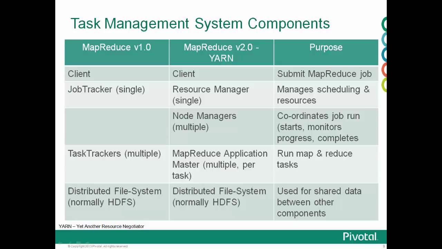MRV2, on the other hand, uses a resource manager as opposed to a job tracker. And the job of the resource manager is to, much like the job tracker, manage the scheduling and the allocation of resources for the jobs themselves. However, the resource manager does not manage a job through its entire life cycle. That responsibility is pushed down to a daemon that runs on the data nodes called the node manager. The node manager coordinates the running of a job and then coordinates that job through its entire life cycle.